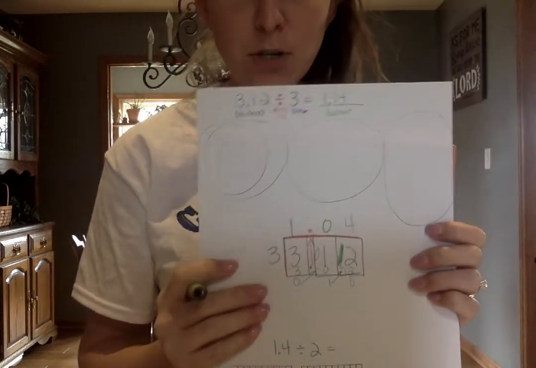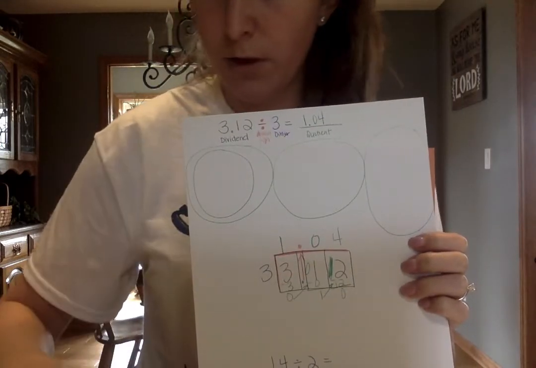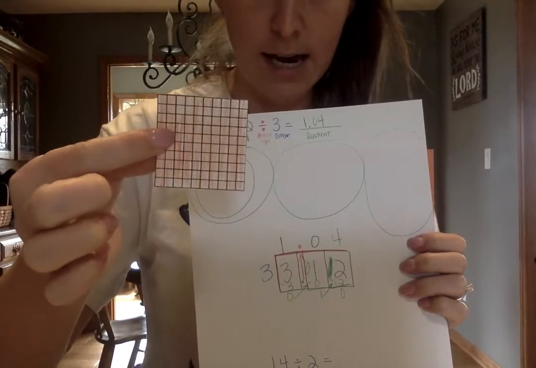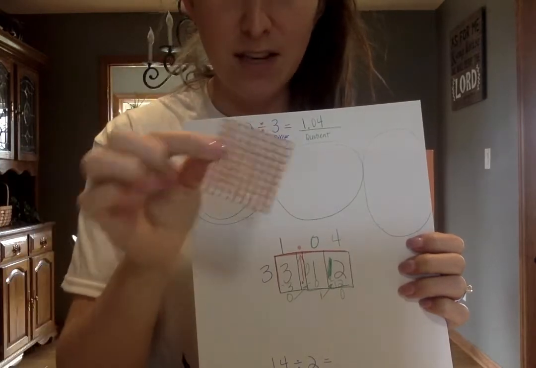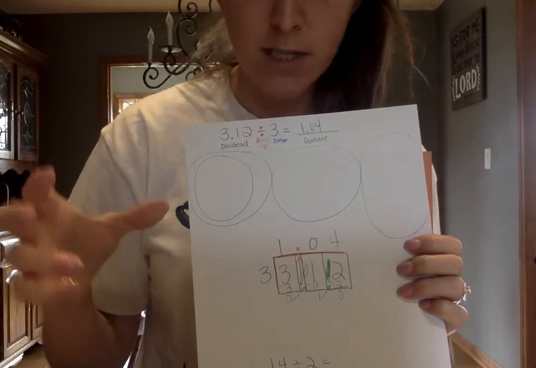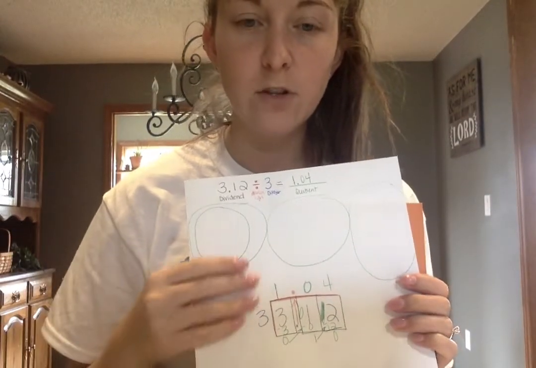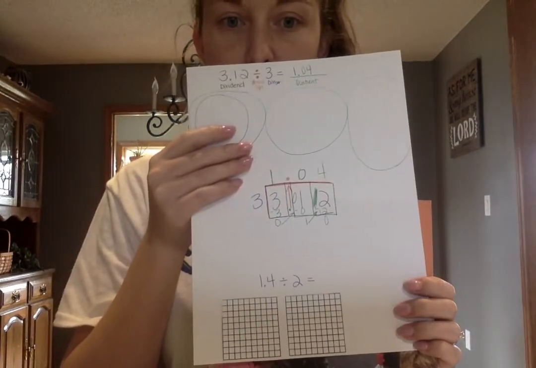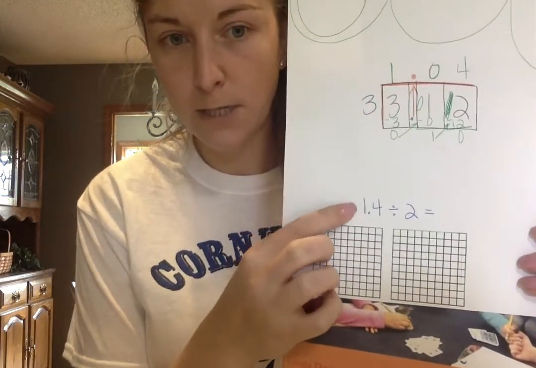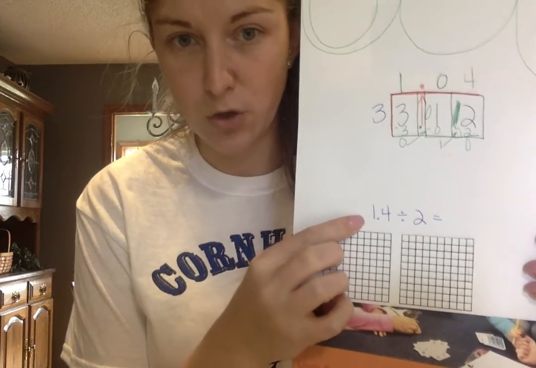Now, that was using base 10 models with things that we've been working on in class. We're not always going to have these base 10 models, and we're not always going to have the big, nice, chunky blocks to work with. So we're going to have to learn how to use our decimal grids, which is the next problem that I want us to look at. This problem right here is 1 and 4 tenths divided by 2.